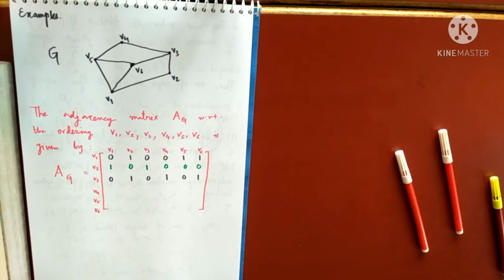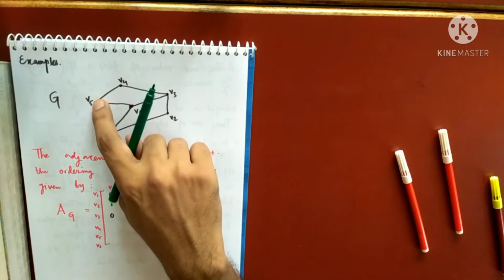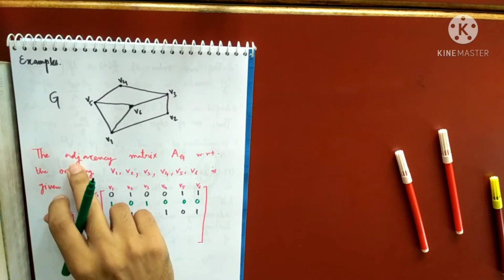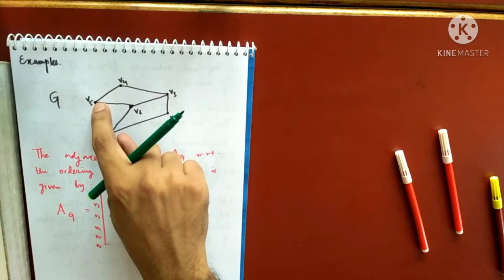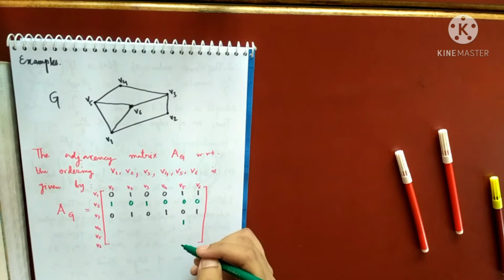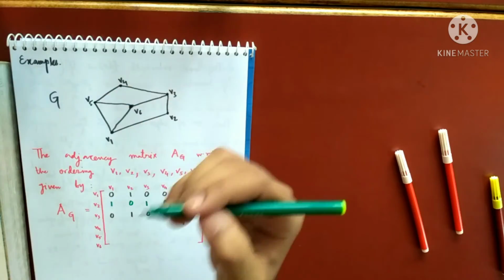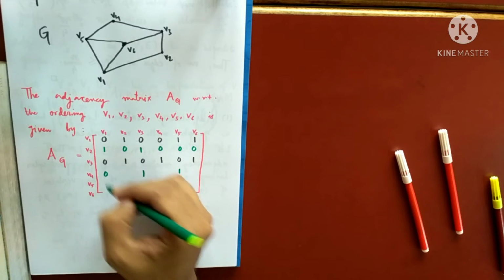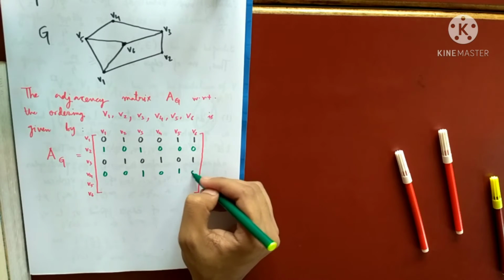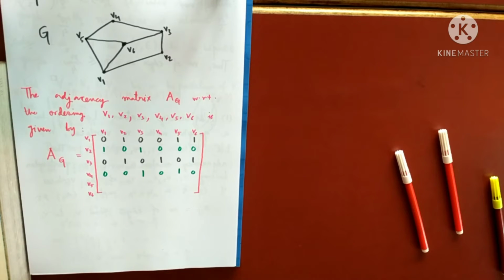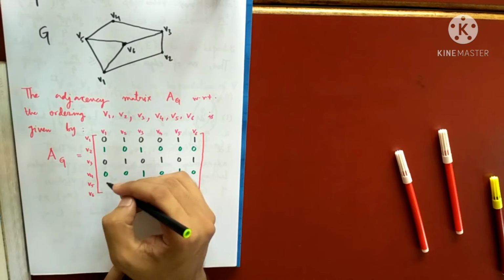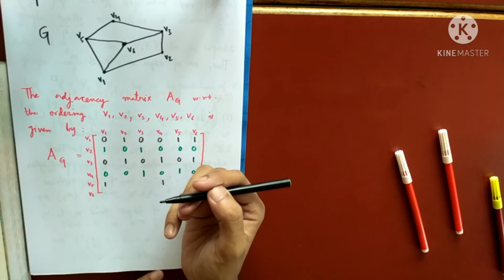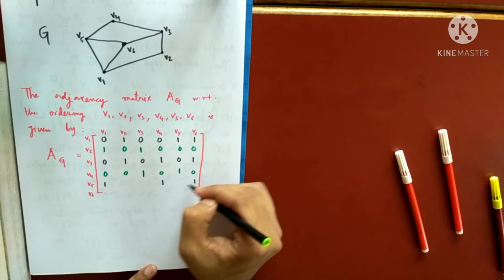So let's find out v4. v4 is adjacent to v5 and v3. The term adjacent here stands for adjacency matrix. So v4 is adjacent to v5, v4 is adjacent to v3, and rest all are 0. And lastly, complete the last two. v5 is adjacent to v4 and v1 and v6, and rest all are 0.